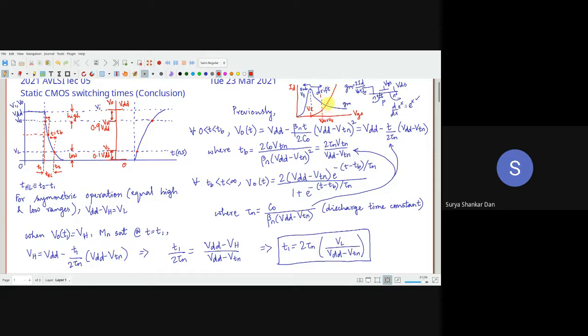So if this is the linear part, all industry will do is they will simply extrapolate and find this point wherever this line in the linear region is crossing the VGS axis. इसी को industry VT dash कहते हैं. That is the threshold voltage. That is how industry thinks about the threshold voltage.